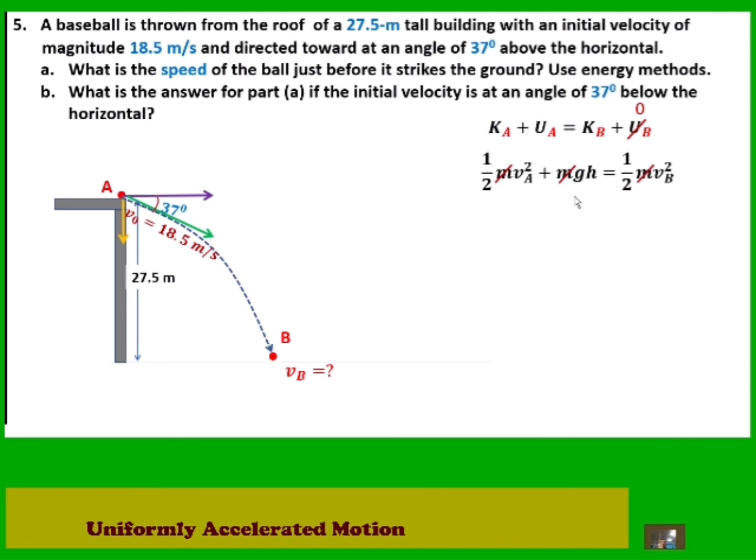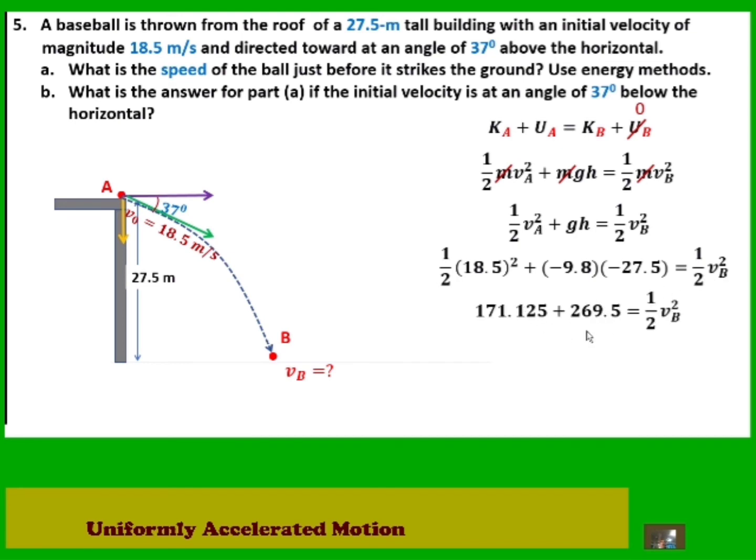Cancelling out the common factor in each of the terms, substitute the values. v sub A, the velocity at point A, is 18.5. g is negative 9.8, h is negative 27.5. Then simplify and combine similar terms. Multiply the whole equation by 2. Extracting the square root on both sides. So v sub B, the velocity at point B, is equal to 29.7 meters per second, the same as in part A.